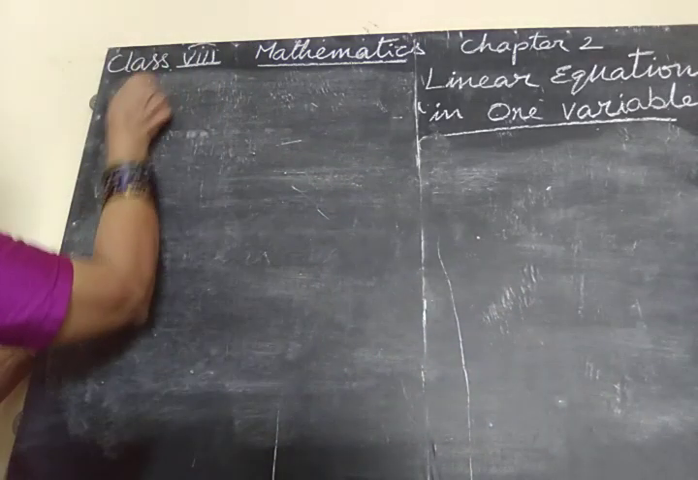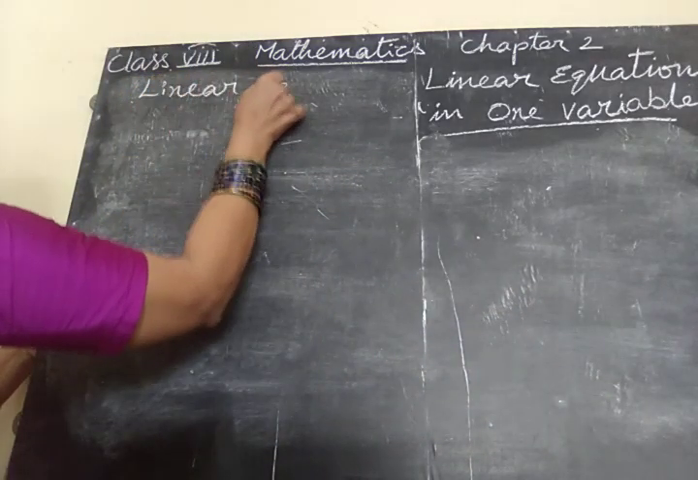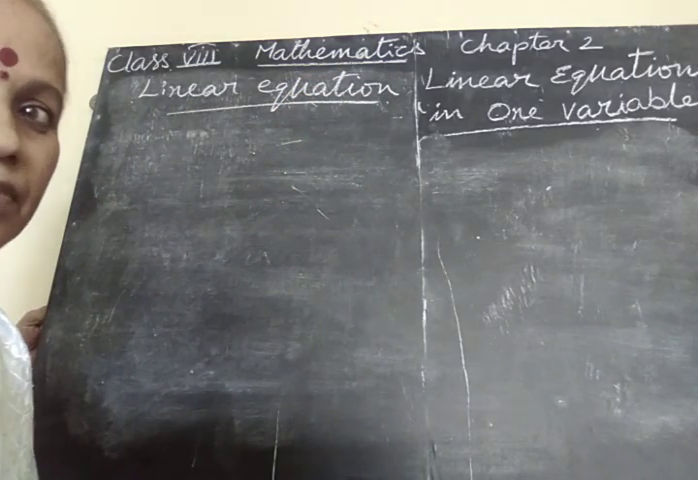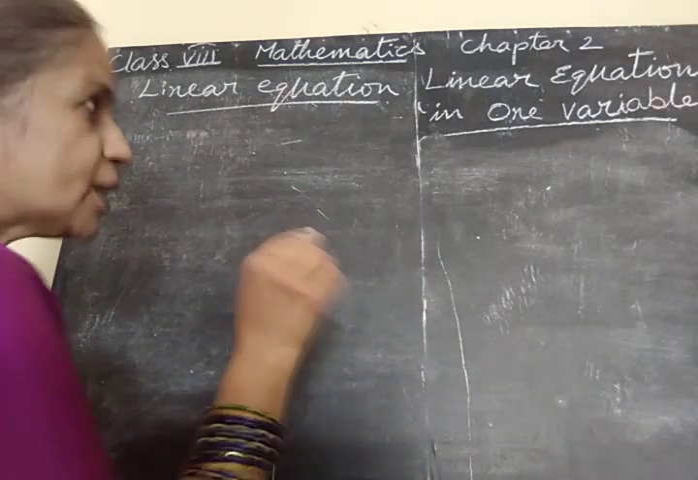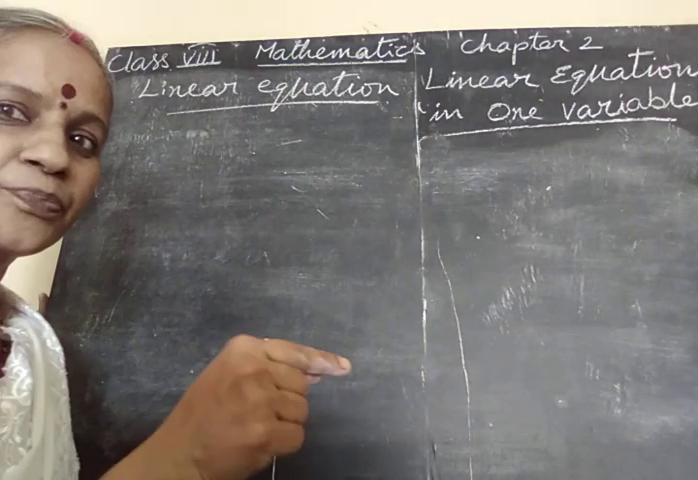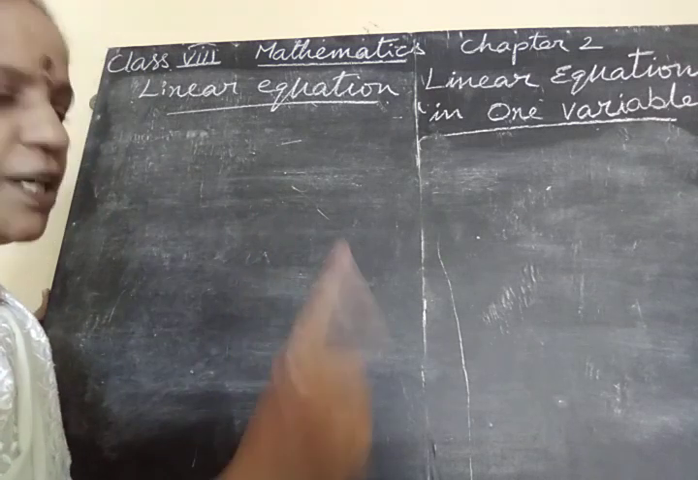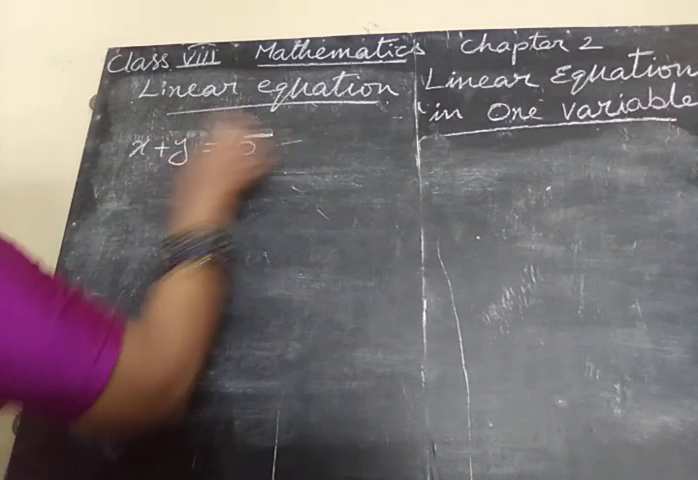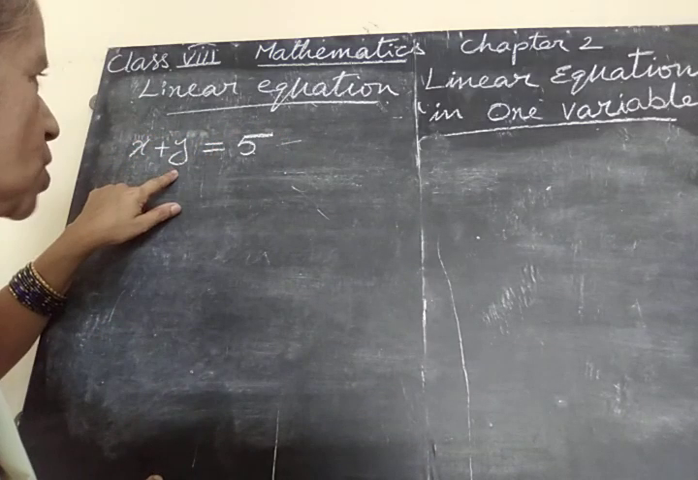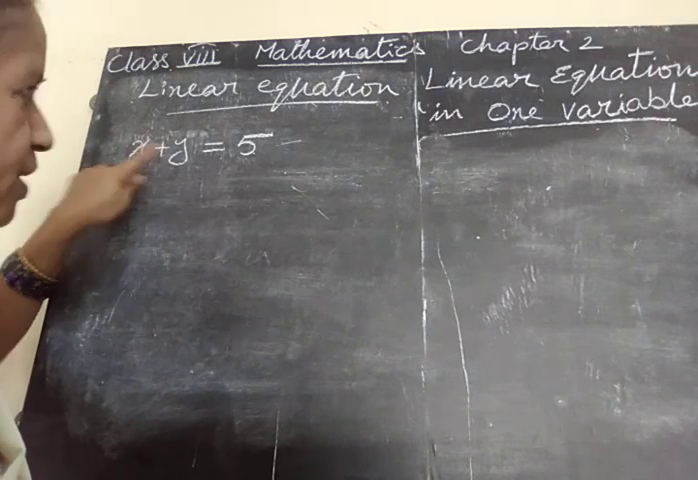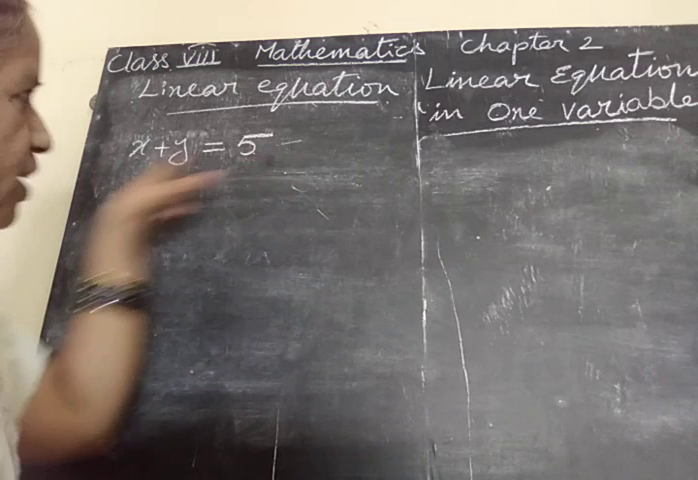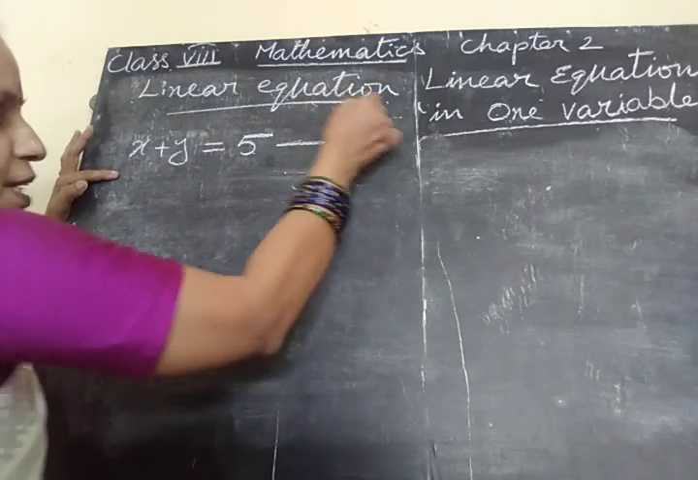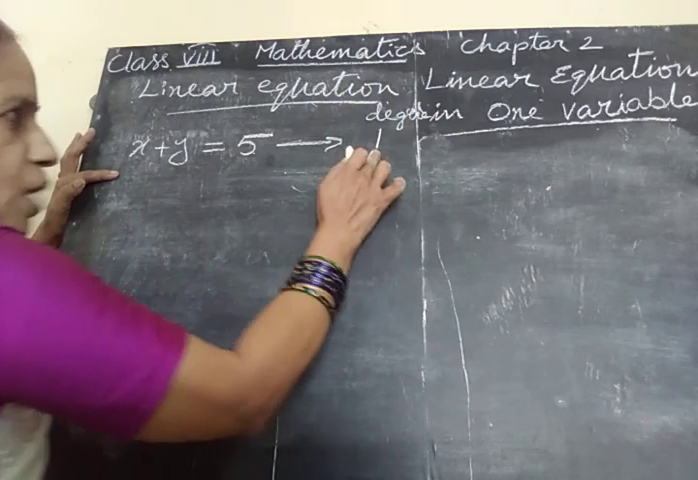Now, linear equation. What is a linear equation? The equation which has degree 1 is called a linear equation. For example, x plus y is equal to 5. Degree 1. See here, what is the degree of this term? 1 only. And this term is 1 only. So the highest degree is 1, so the degree of this equation is 1 only.